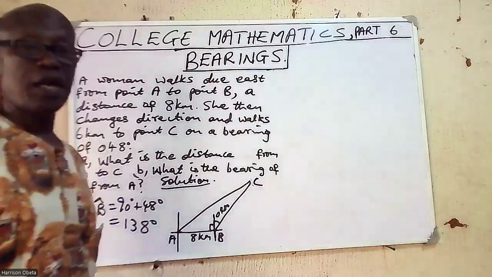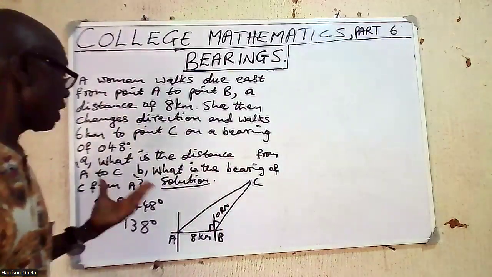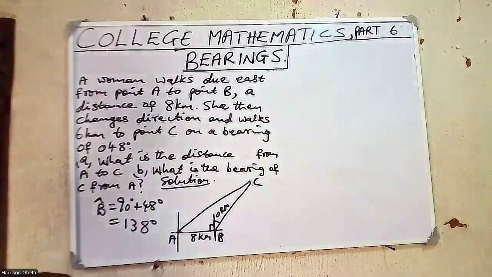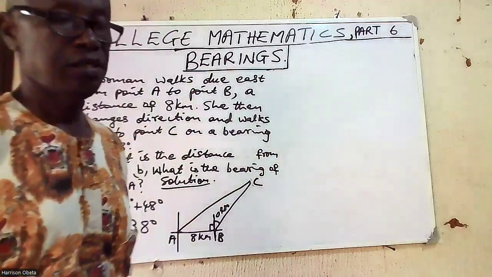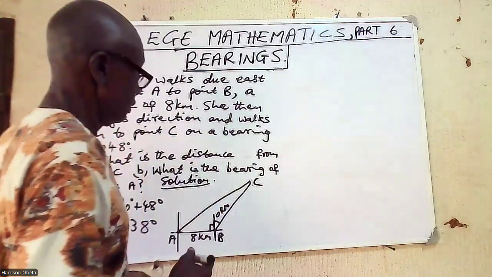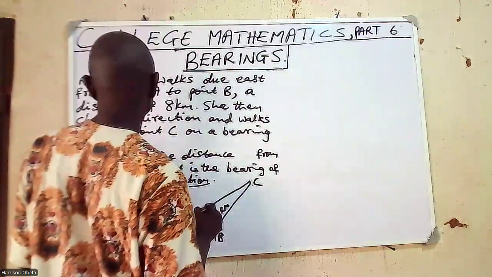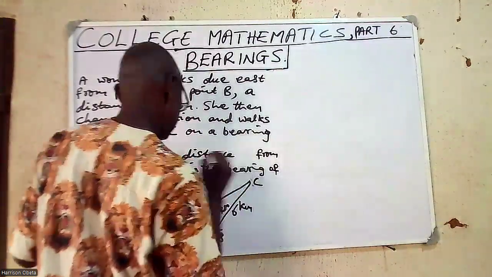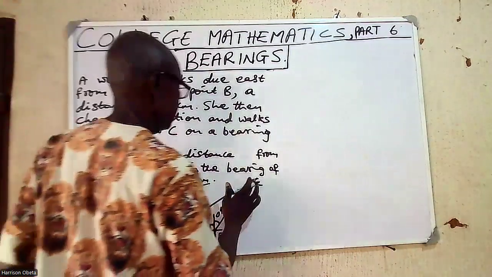AC. So we are going to use the cosine rule. And why are we using the cosine rule? Whenever you have two sides and one angle, the best thing is to use the cosine rule. But if you have two angles and one side, you can use the sine rule. So we are told that this is 6 kilometers. It will look as if it's bigger, but we have to use it like that.